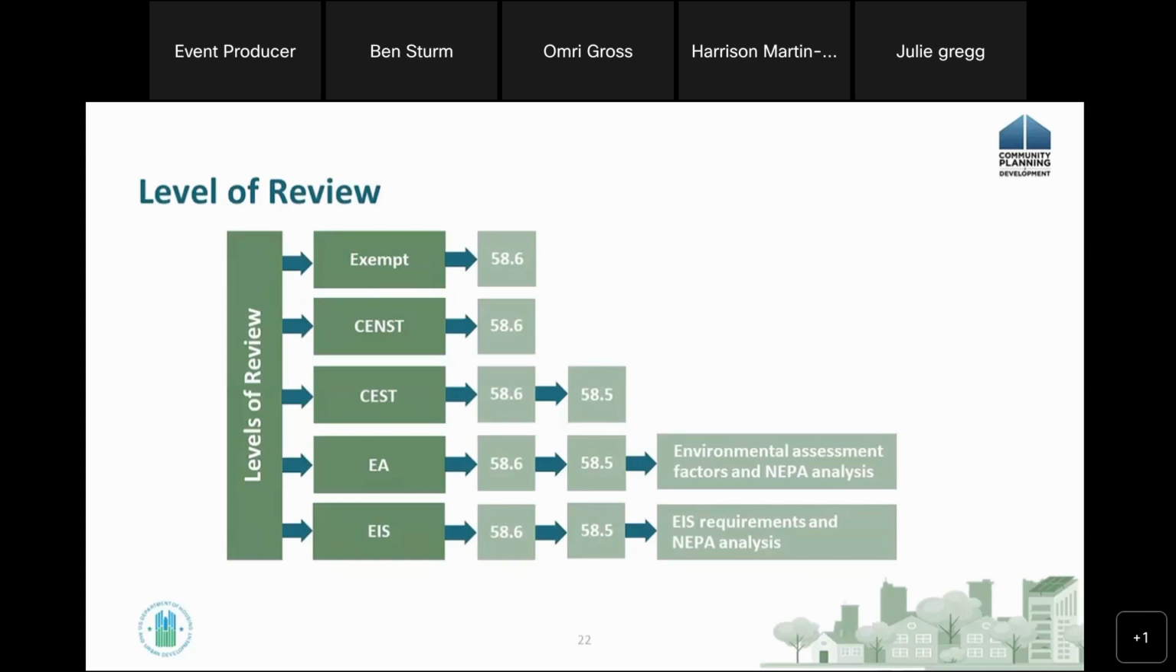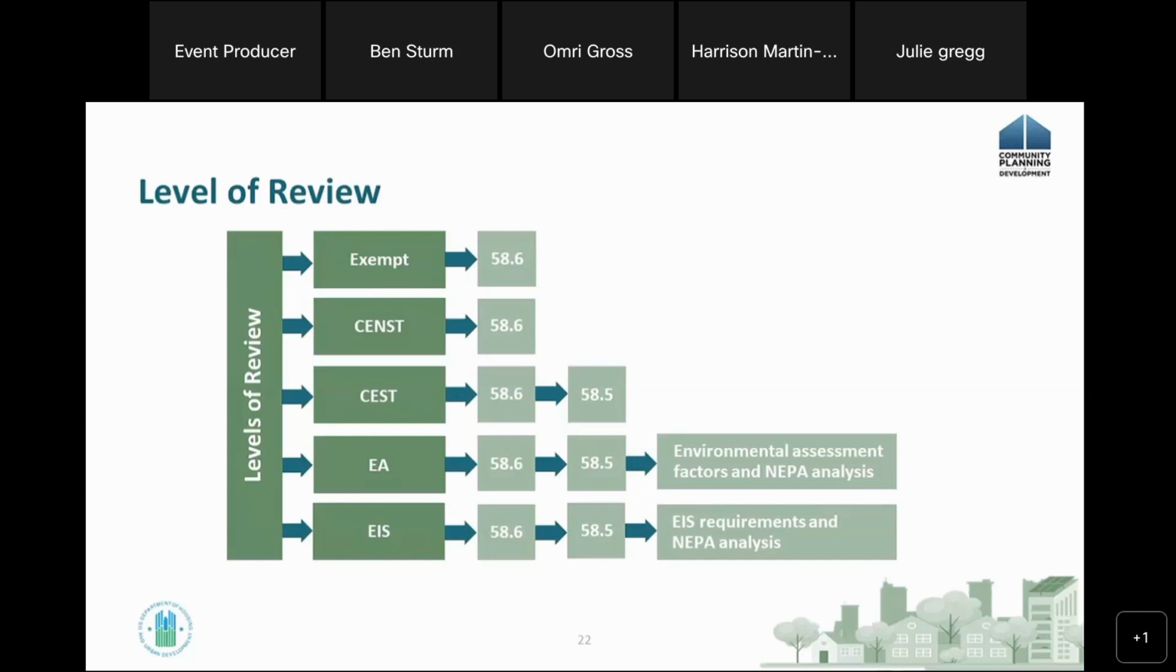For HUD environmental reviews, the environmental assessment, or EA, is the default level of review. In order to be reviewed at a lower level than an EA, the project must fall into a categorical exclusion or exemption in HUD's Part 50 or 58 regulations.